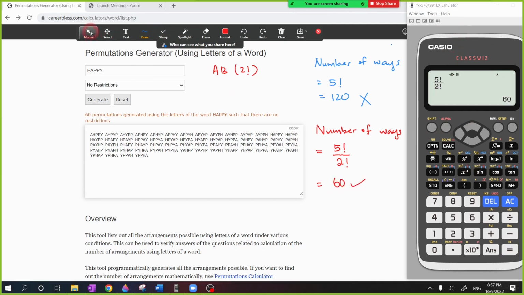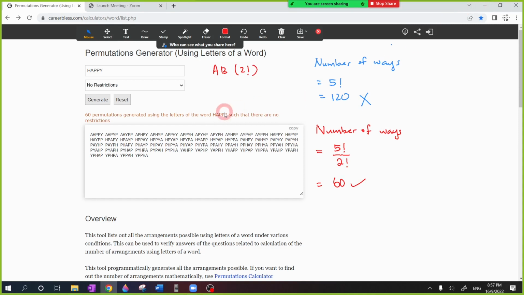Okay, but you need to be more careful. Some students will think that we have 2 P's here, right? 2 P's, so we divide the answer by 2. In this situation, if you divide 5 factorial by 2, you will still get the correct answer, but the concept is actually not correct. This is just a coincidence. 2 factorial is equal to 2 times 1, which is equal to 2.